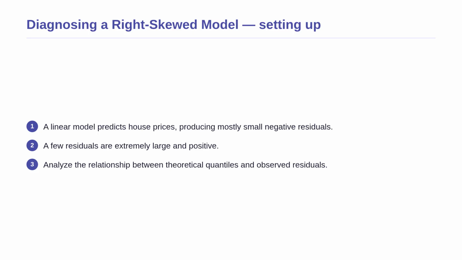Let us apply this mathematical mismatch to a real-world scenario. A researcher fits a linear model to predict house prices. The model produces residuals that are mostly small and negative, but a few are extremely large and positive. We need to understand how this will manifest visually on a QQ plot. We will analyze the relationship between the theoretical quantiles and the observed residuals for this right-skewed distribution, comparing the high percentile theoretical values with the corresponding observed residuals.